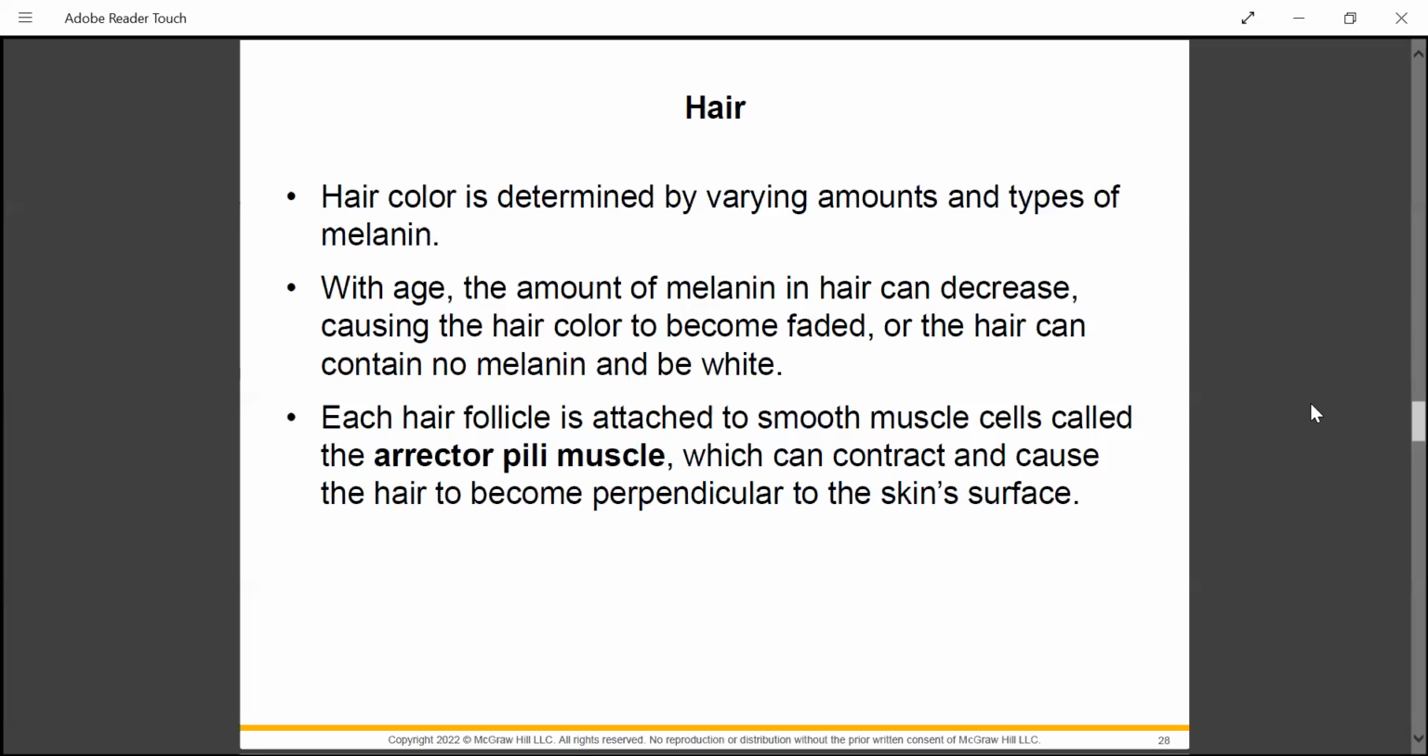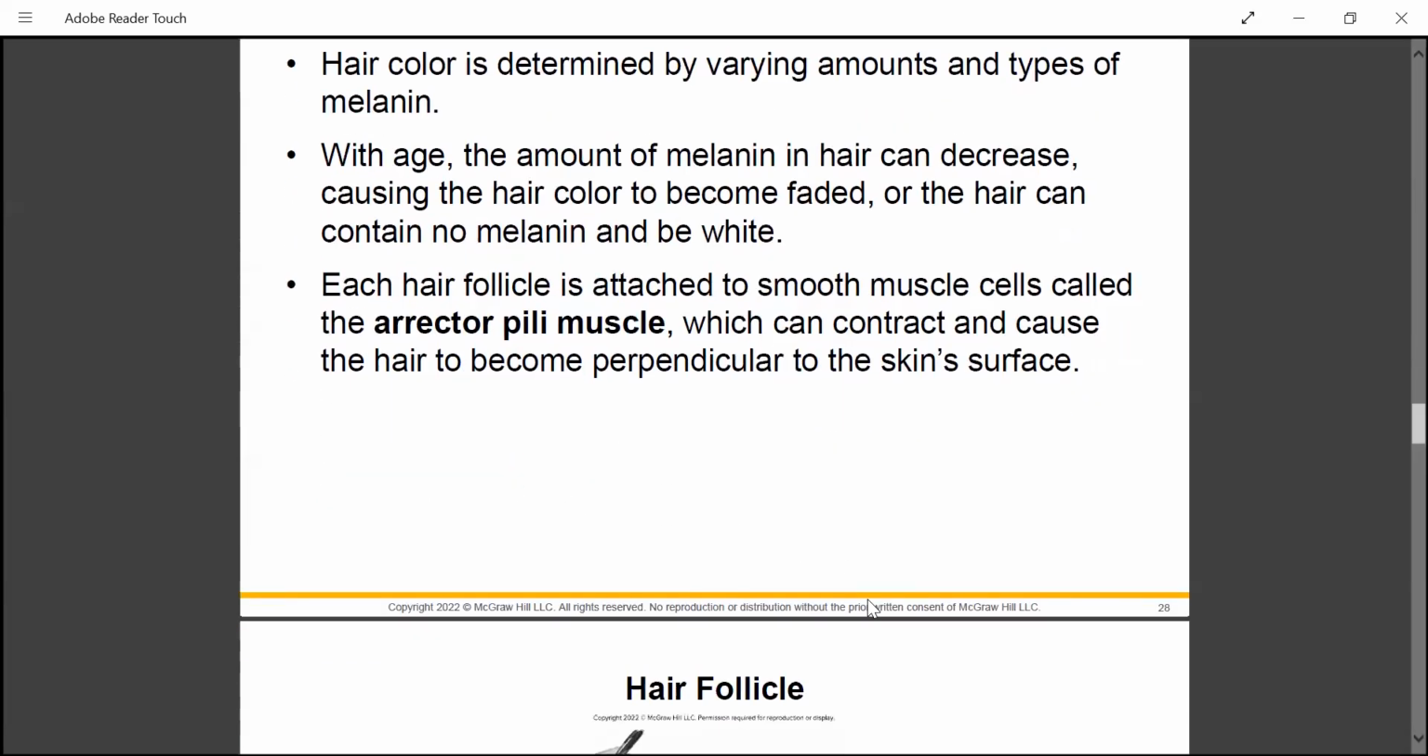I pointed this out way earlier when we looked at the cross section in part 1, but each hair has an erector pili muscle. This contracts to make the hair stand perpendicular to our skin surface or stand up on end. As I said earlier, this is that feeling of goosebumps, or when our hair stands up on end, it's an erector pili muscle that is doing that job.